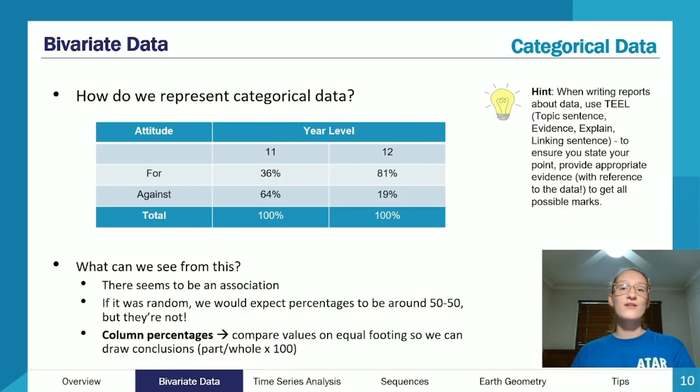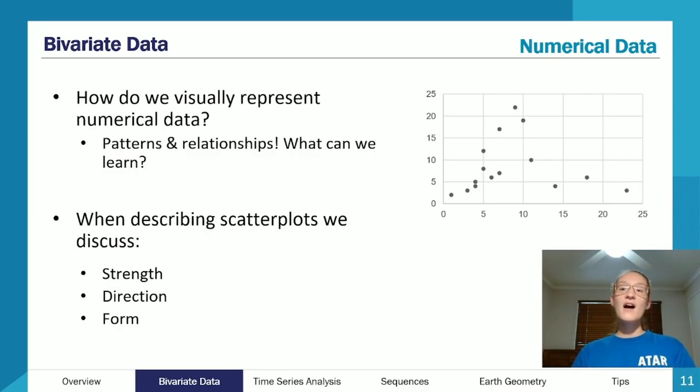So that's just one quick helpful guide. But I think it could possibly help some people if you're looking for a bit of structure when writing reports about two-way frequency tables. Whereas when we have numerical data, we represent it in a scatter plot.